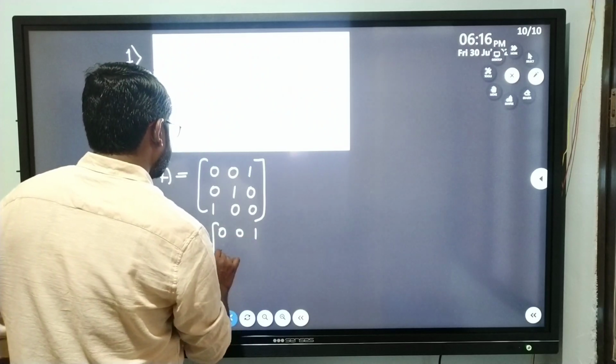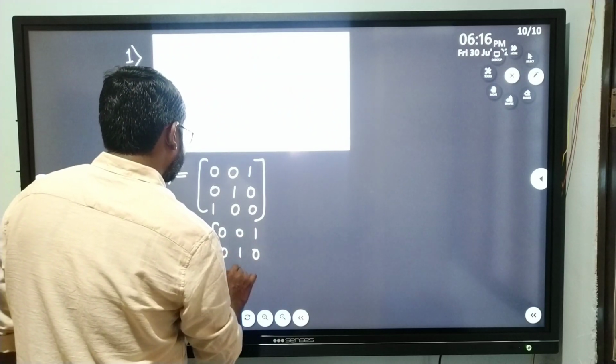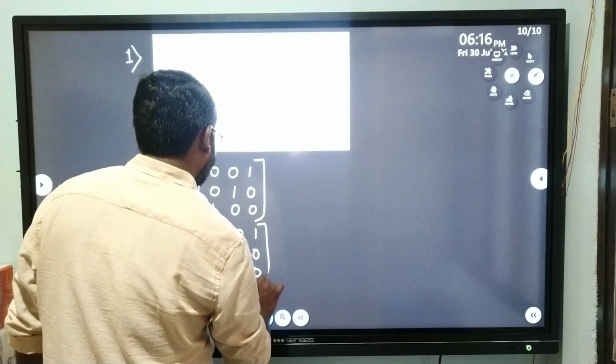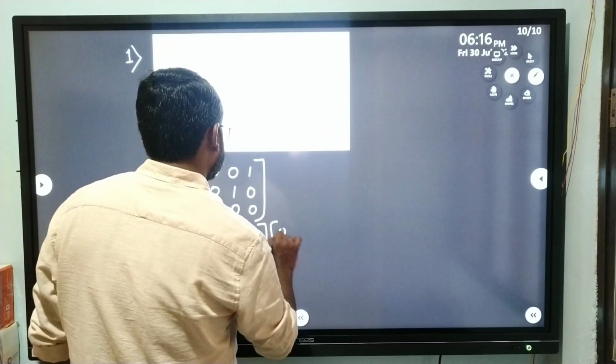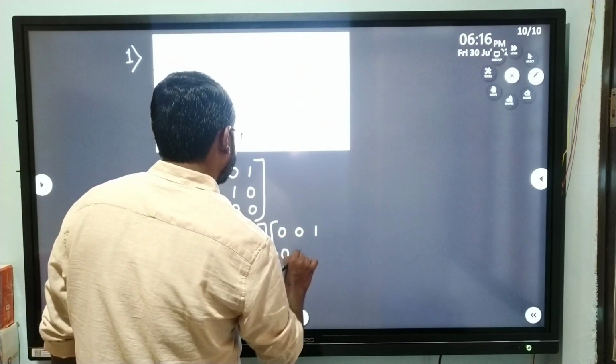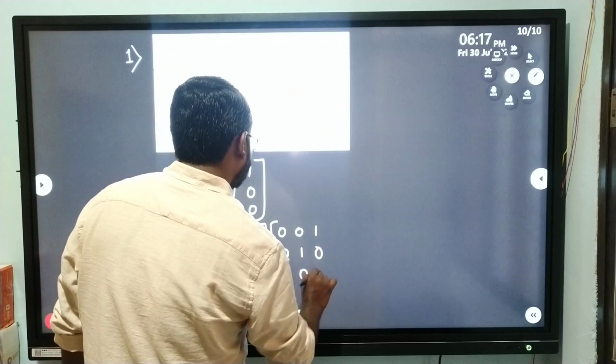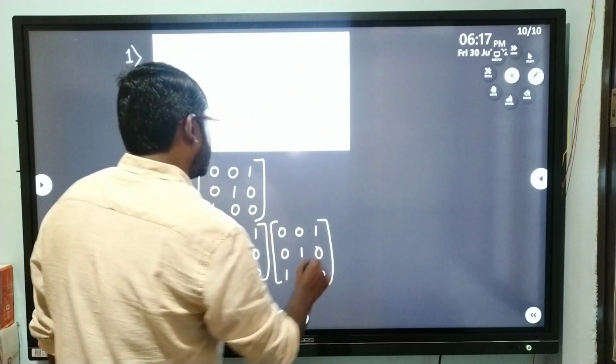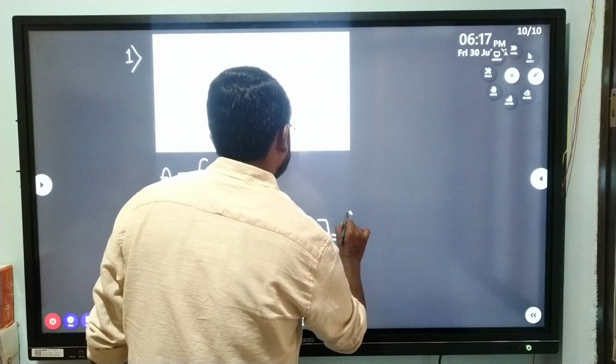0 0 1, 0 1 0, 1 0 0. So this is A into the same matrix 0 0 1, 0 1 0, 1 0 0. So this is the matrix A. Now take the multiplication of these two matrices.